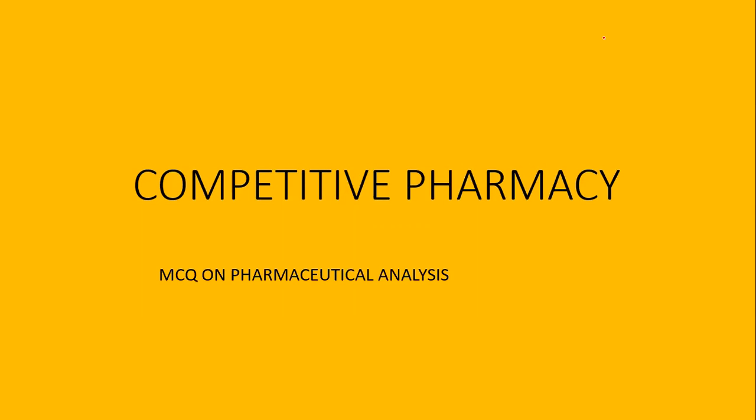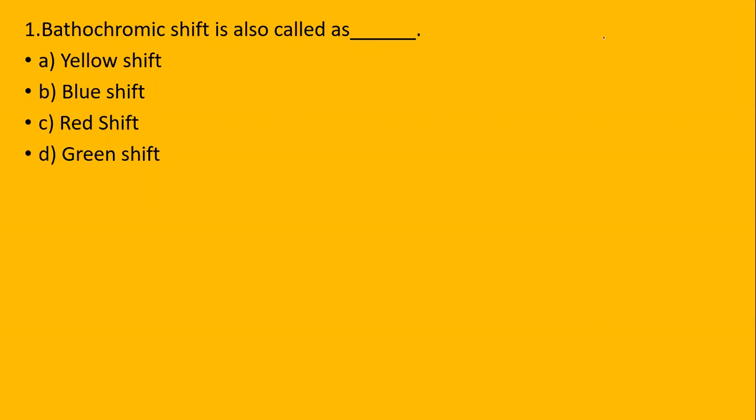Today we are dealing with MCQ on pharmaceutical analysis. First question, bathochromic shift is also called as A. Yellow shift, B. Blue shift, C. Red shift, D. Green shift. Correct answer is red shift.